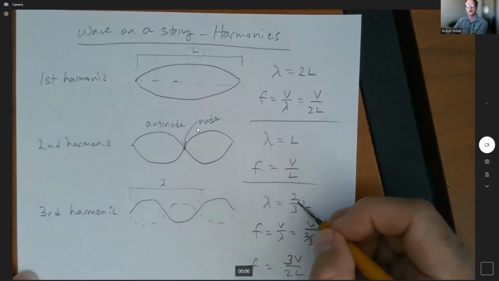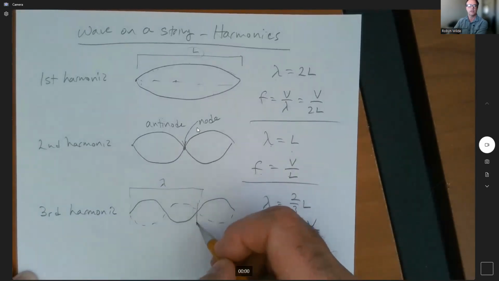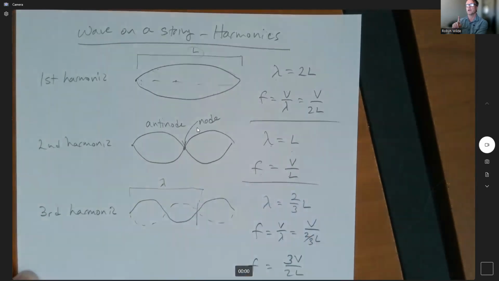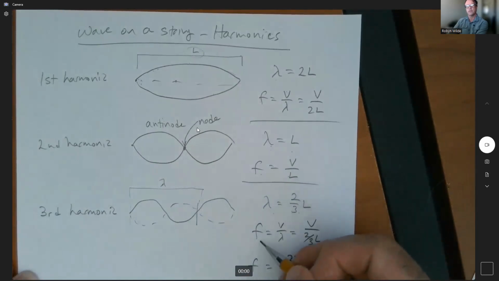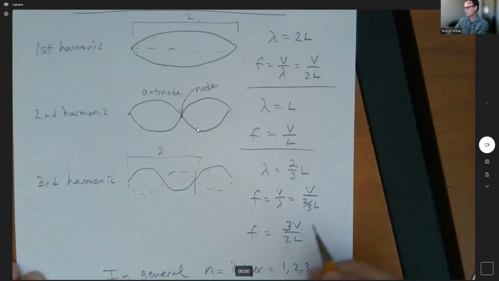But for this third harmonic, maybe you can see that the wavelength is 2/3 the length of the string, right? I've got 2 loops or 2 antinodes. That is 1 wavelength. So lambda is 2/3 L, and my frequency is v over lambda. So v over 2/3 L, just flipping that over, I get my frequency is 3v over 2L.